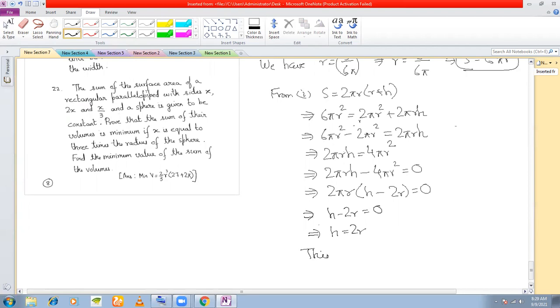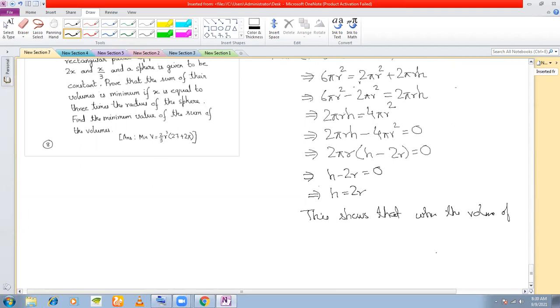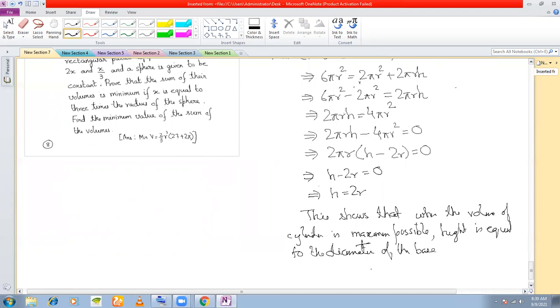This shows that when the volume of the cylinder is maximum possible, its height is equal to the diameter of the base. That's it.